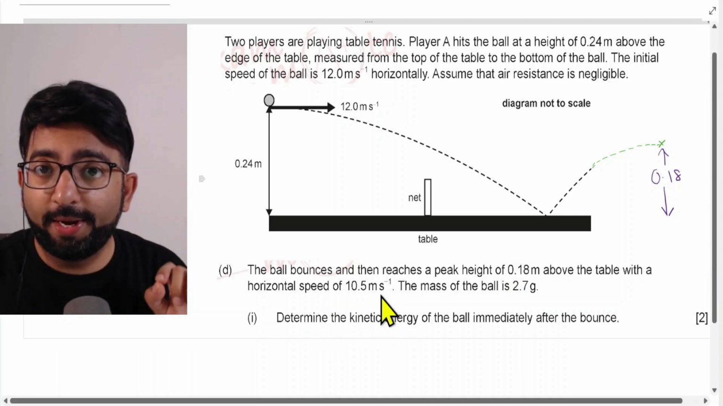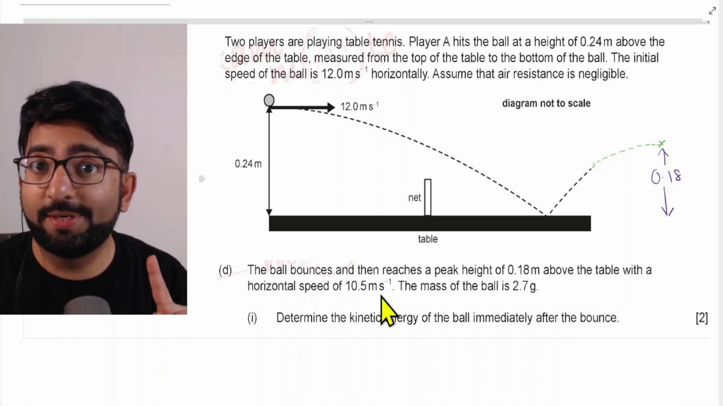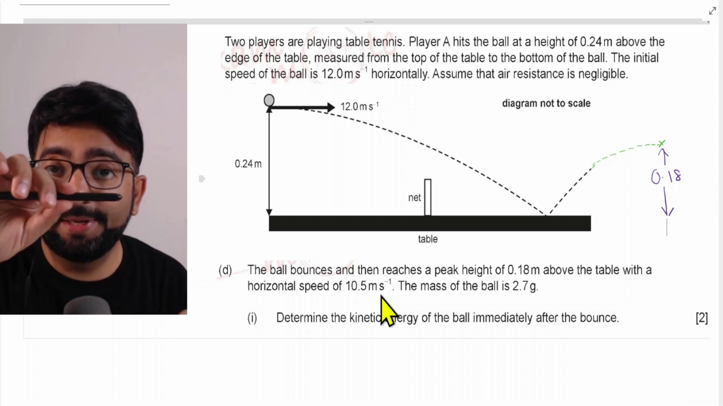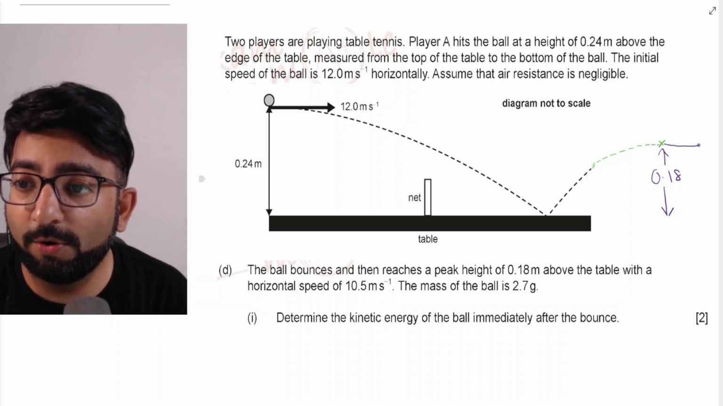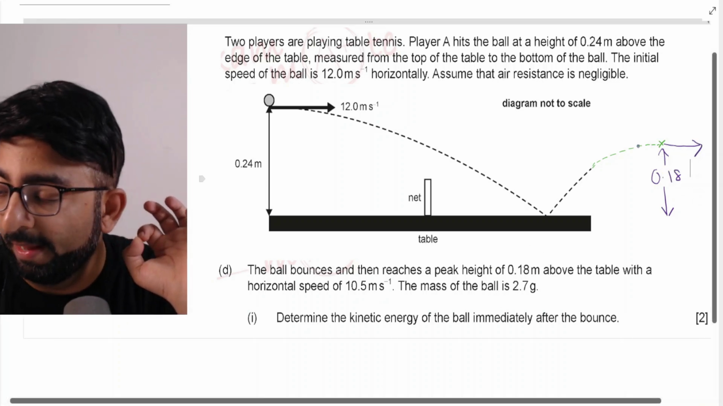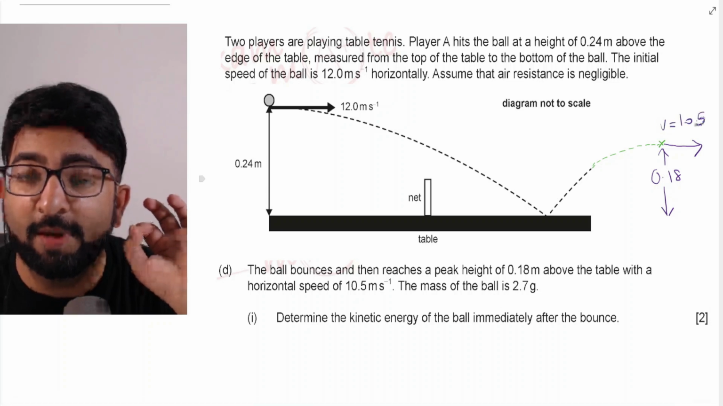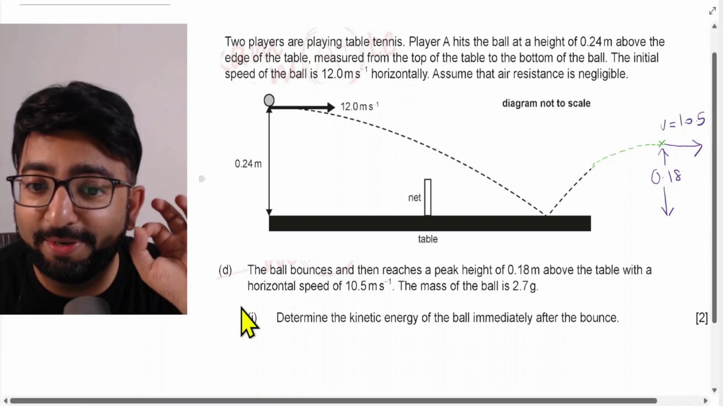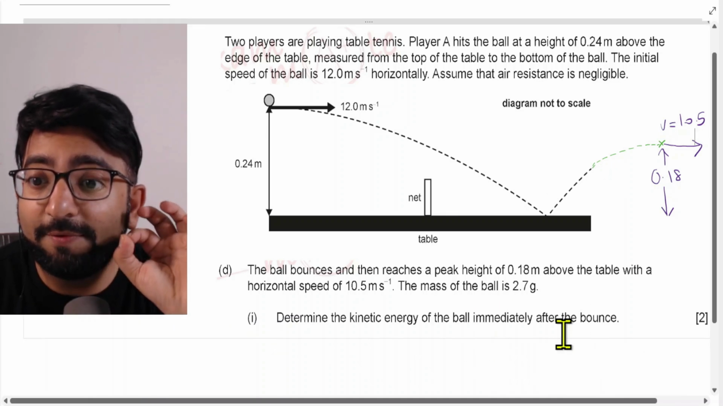Now we already know whenever the ball is at the maximum point, the y component of the velocity is always zero. The velocity is completely horizontal. And that is why at that point, if I draw a tangent, that tangent will be completely horizontal. And that velocity is given to us as 10.5 meters per second. Now the question is, find the kinetic energy of the ball immediately after the bounce.